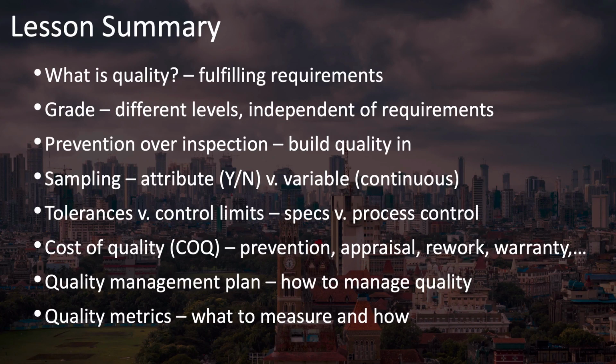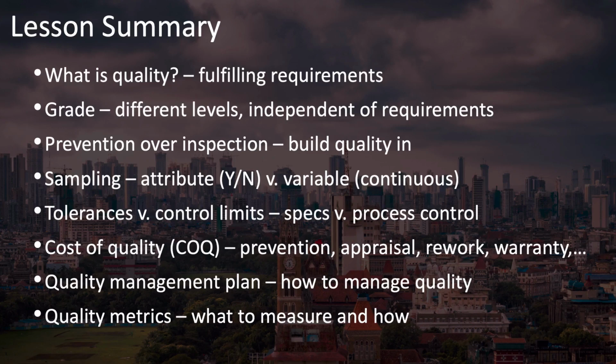We covered two different types of sampling. Attribute sampling, in which you measure whether or not something is present or passes or fails. It's a yes or no question, basically. Versus variable sampling, which are measurements that are based on a continuous scale, such as when you're measuring length or duration or volume and so on.